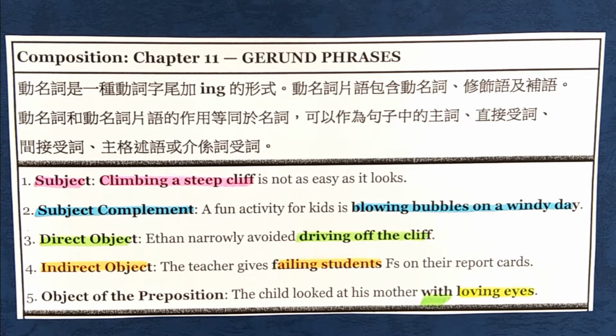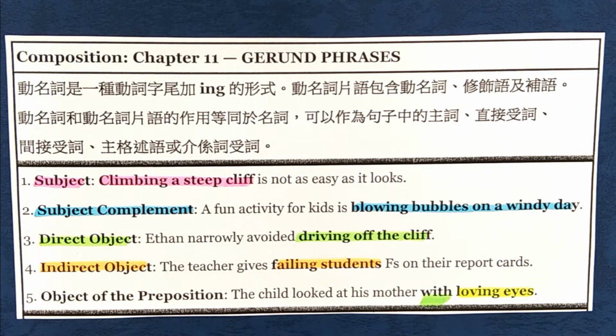4, a gerund phrase used as an indirect object: The teacher gives failing students F's on their report cards. 5, a gerund phrase as the object of the preposition: The child looked at his mother with loving eyes. With is the preposition. Loving eyes is the object of the preposition.